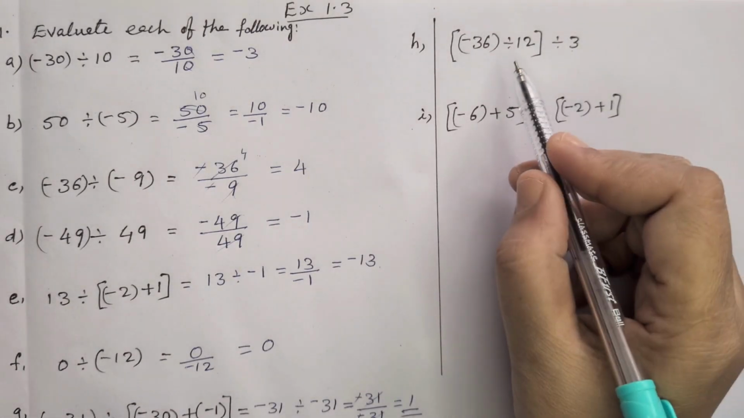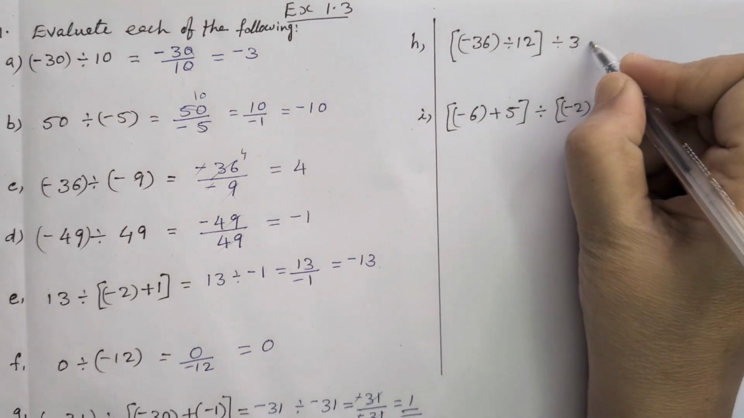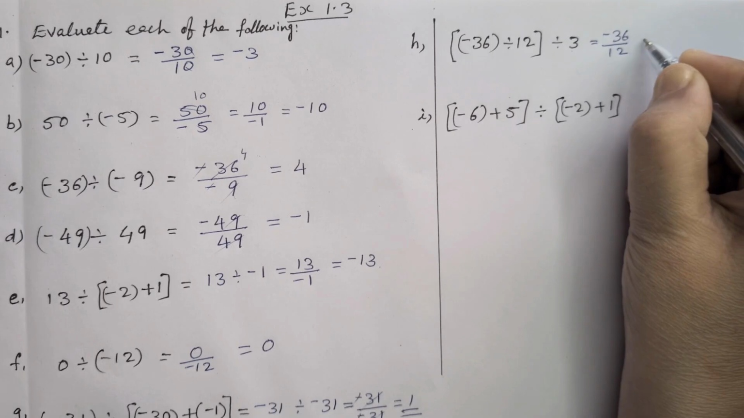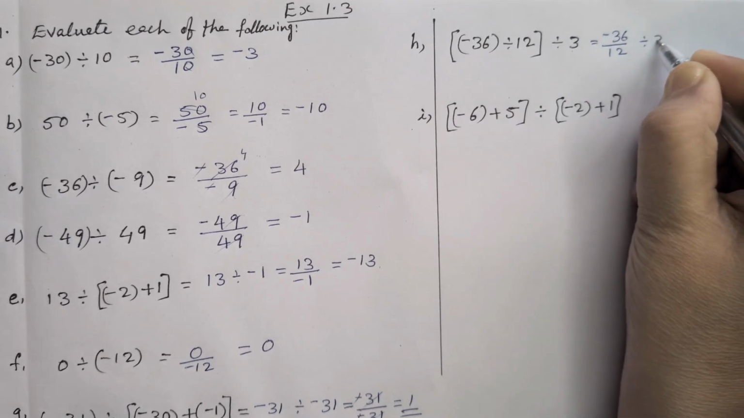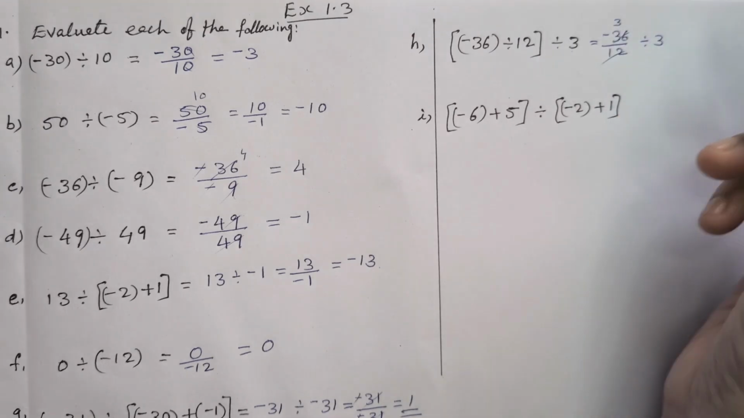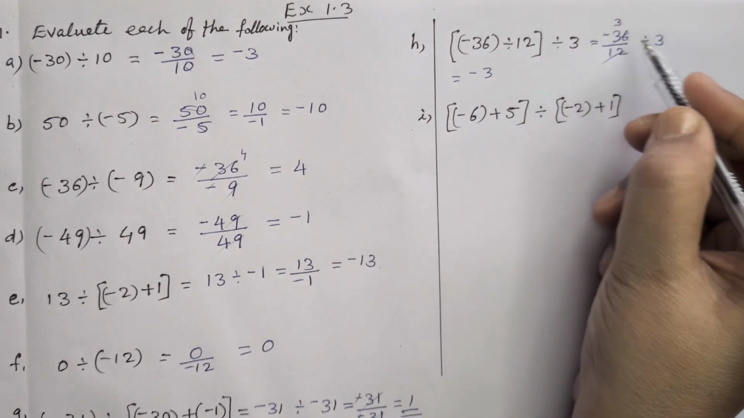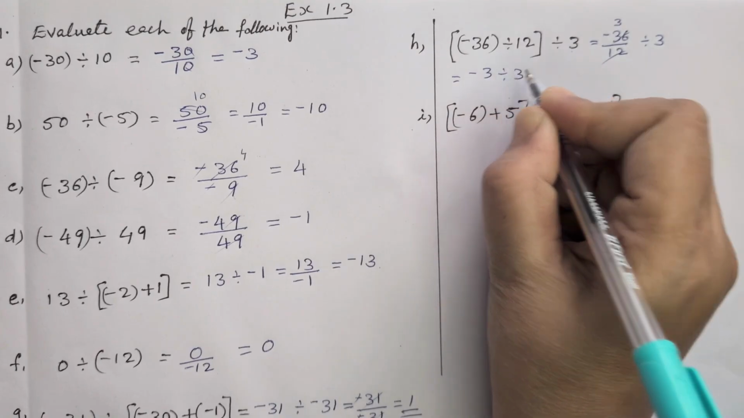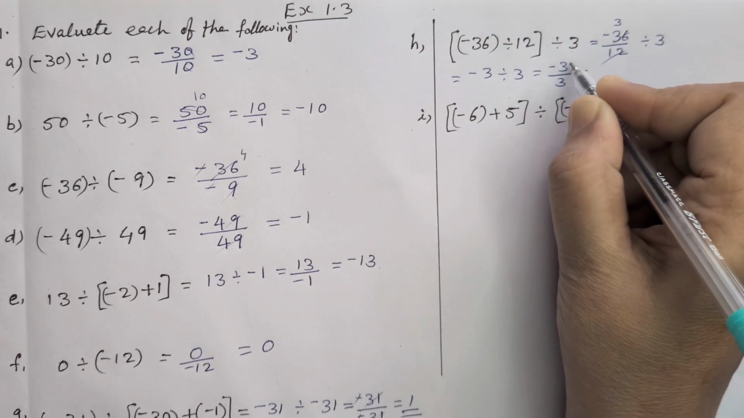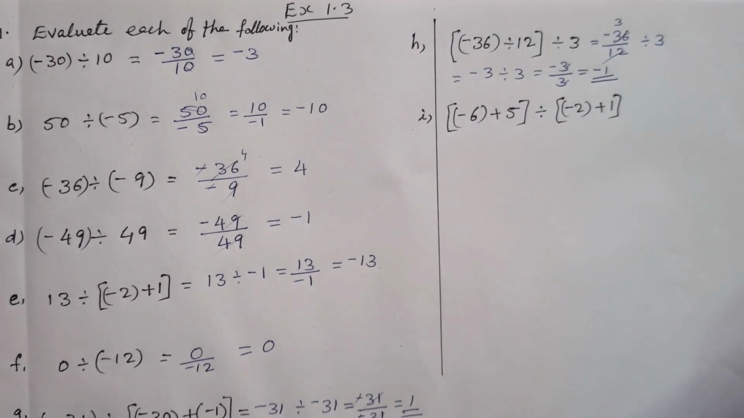Next, H. Minus 36 divided by 12. Wherever the bracket, first we got to solve inside the bracket. Minus 36 divided by 12. Then that divided by 3. 36 and 12 we can divide by 12 itself, 3. So minus 3 divided by 3, which means minus 3 by 3 is equal to, we can divide by 3, numerator and denominator, and answer is minus 1.